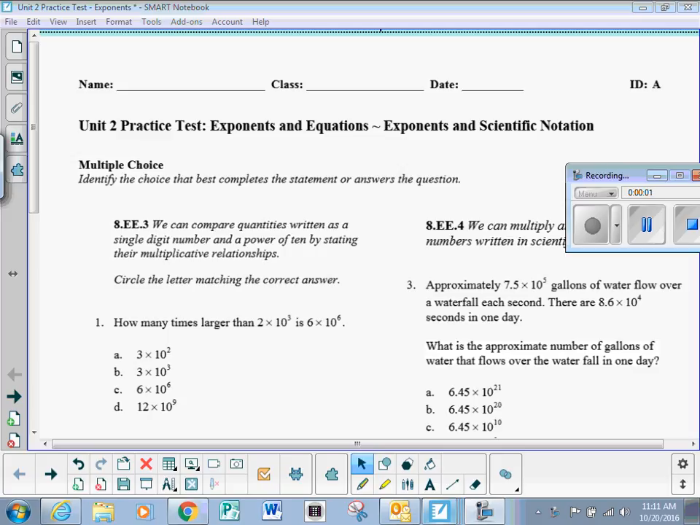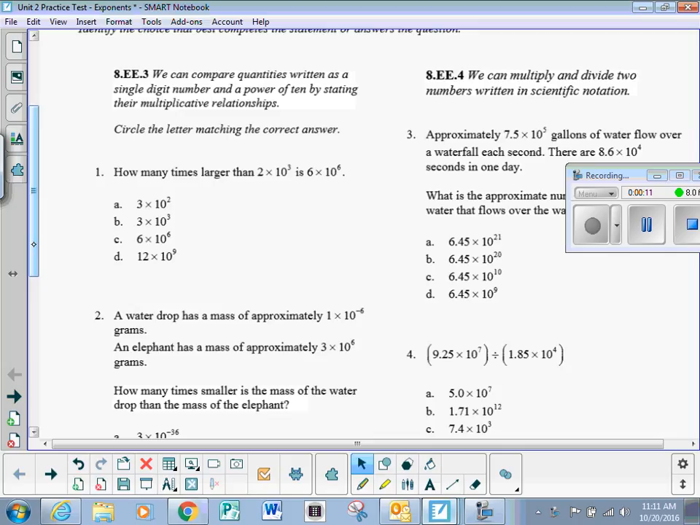Now, the moment you've all been waiting for. Let's go over the Unit 2 practice test on exponents and scientific notation. Here we go. Number 1, we are asked how many times larger than this is this.